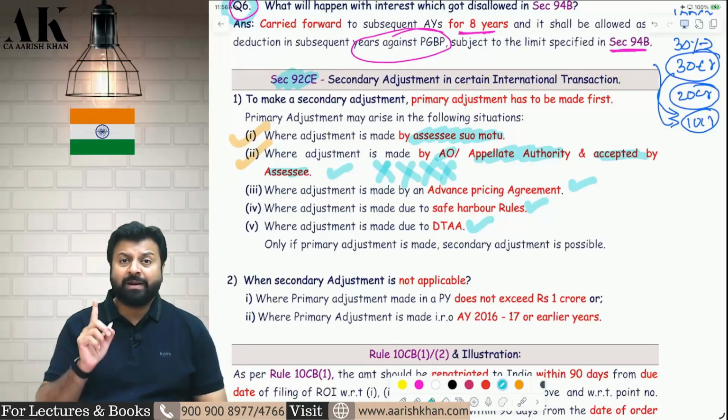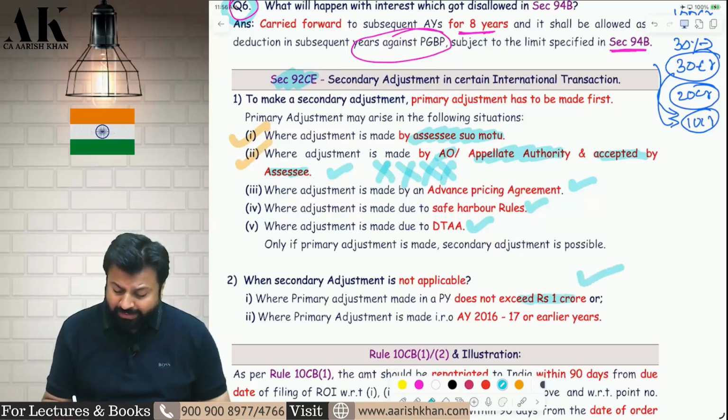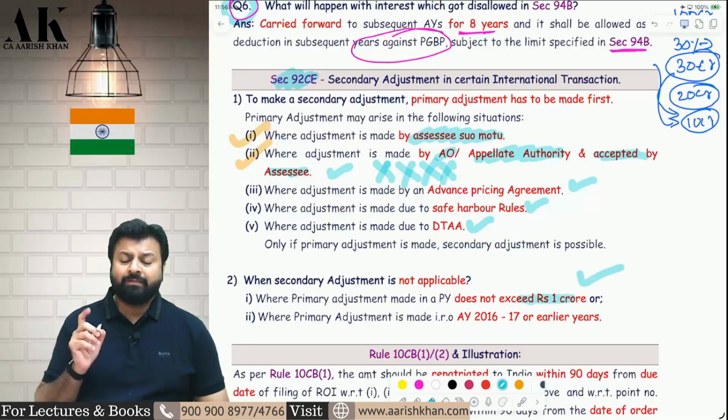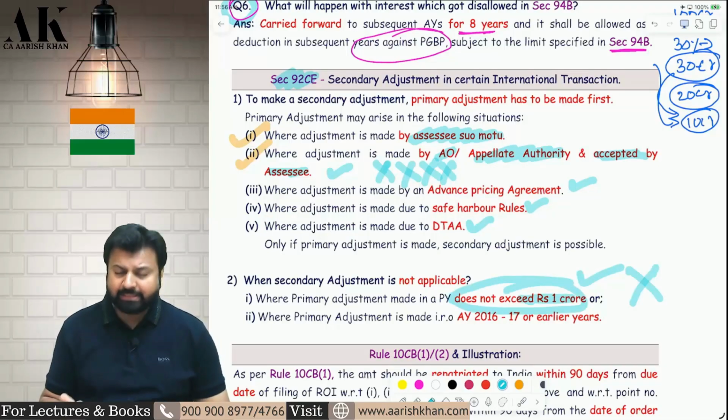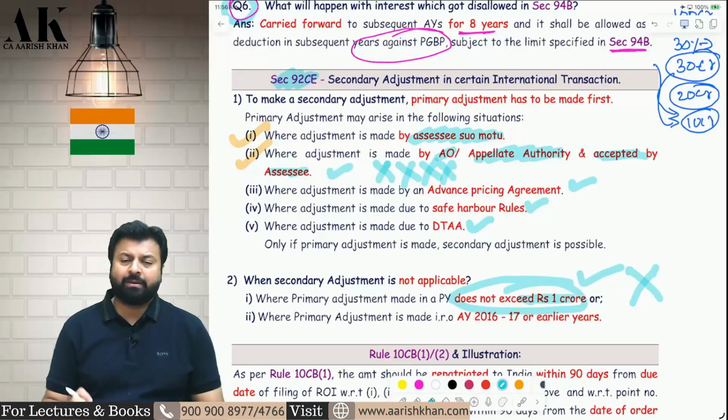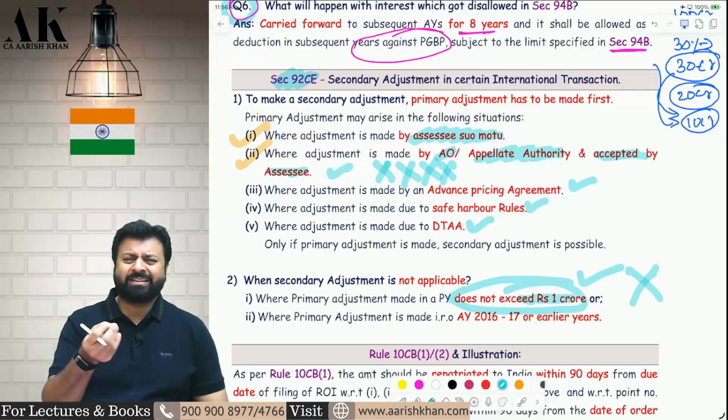Further, the primary adjustment should exceed 1 crore rupees. Only then is the secondary adjustment applicable. If the primary adjustment is up to 1 crore, then the concept of secondary adjustment is not applicable. So this is only applicable for big cases, not for small cases. If your primary adjustment is only 50 lakh, 30 lakh, or 20 lakh, then the secondary adjustment concept is not applicable.